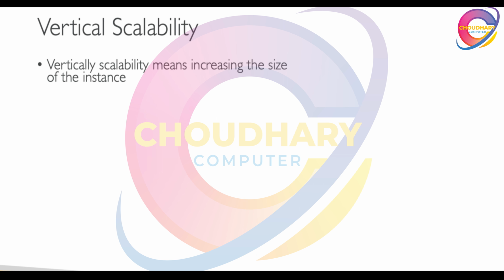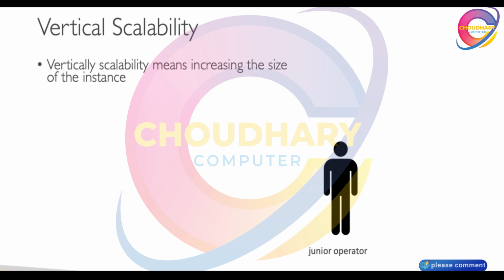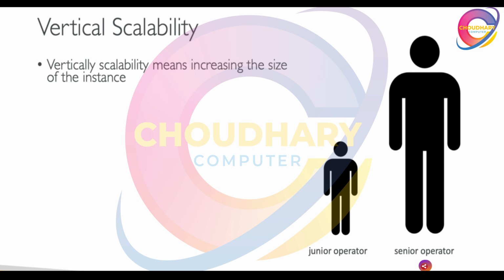So let's take a phone operator, for example. We have a junior operator and we just hired him. He's great, but he can only take 5 calls per minute. Now we have a senior operator and he's much greater. He can take up to 10 calls per minute. So we've basically scaled up our junior operator into a senior operator and he's faster and better. This is vertical scalability. As you can see, it goes up.